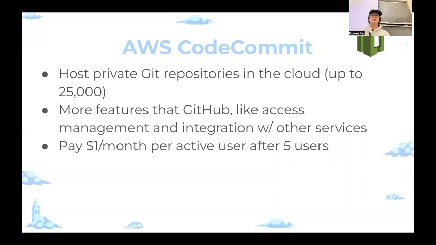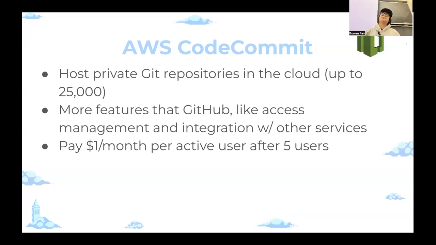You can have repositories of up to 25,000. And it has a lot of the basic GitHub features like pulling, pushing, and so on. But it also has access management, and you can integrate it with other services. So other services can pull from these repositories. And you pay $1 per month per active user after 5 active users. So when you think about it, CodeCommit is just Amazon's version of a private repository.